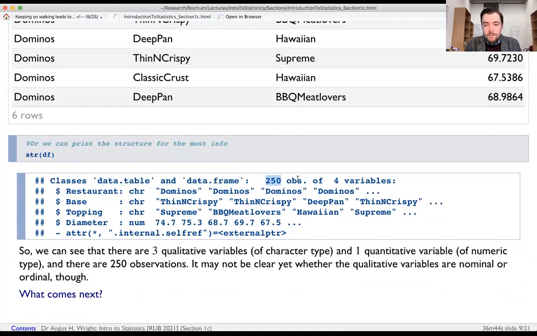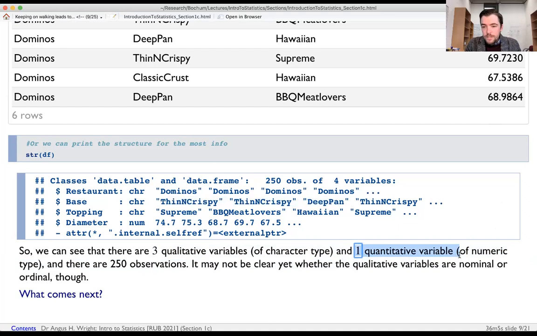It has 250 observations. So we've actually learned how many observations there are in the data by doing this structure thing. We know that there are 4 variables, and those 4 variables are named restaurant, base, topping, and diameter. They're of type character, and you get a sample of the values of those columns as well. So personally, I think that this is the best option when you want to learn a little bit about your data frame. And so looking at the structure of the data is probably the best thing to do. Okay. So we've learned that there are 3 qualitative variables here because they're character type. Character types are always qualitative.